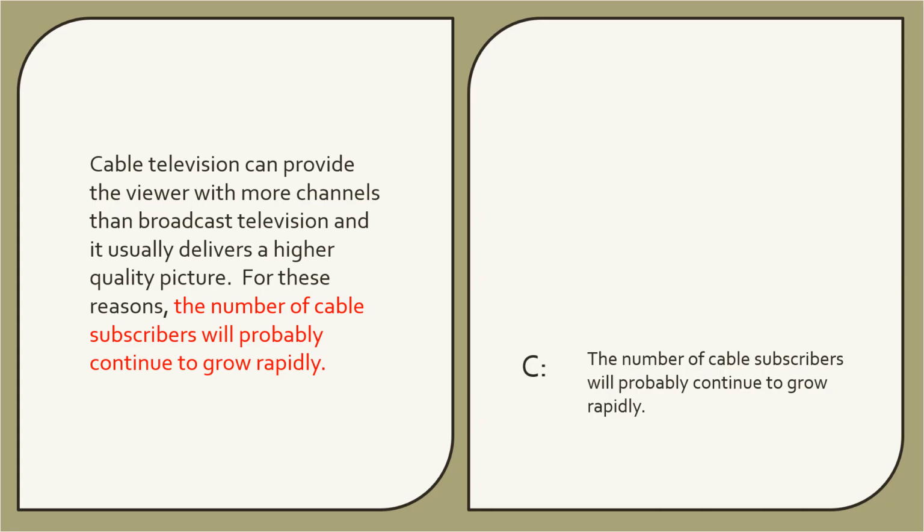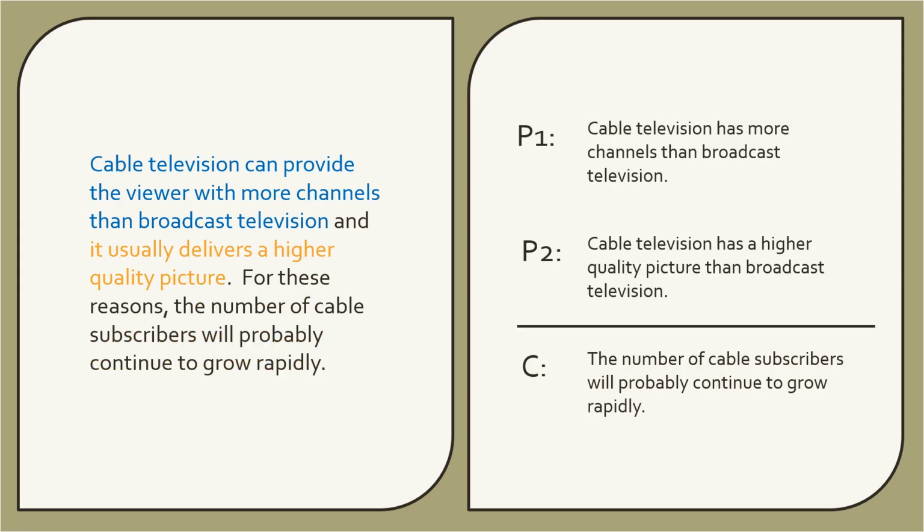Right? The conclusion, and what we want to do is write it off to the side, put conclusion or C by it. The number of cable subscribers will probably continue to grow rapidly. This is what the person is trying to prove to you. This is the conclusion of the argument. Then we want to draw a line between that, and then we just list our various premises.